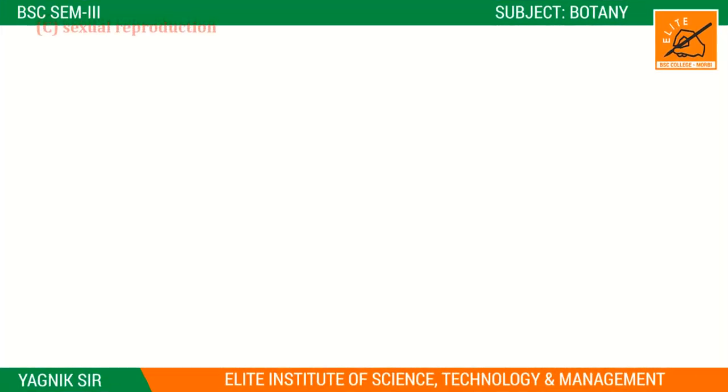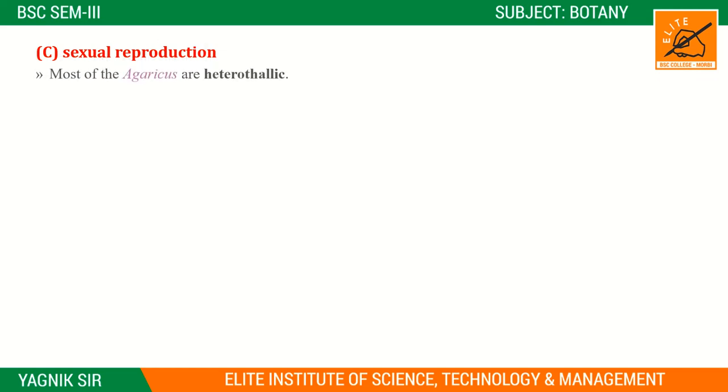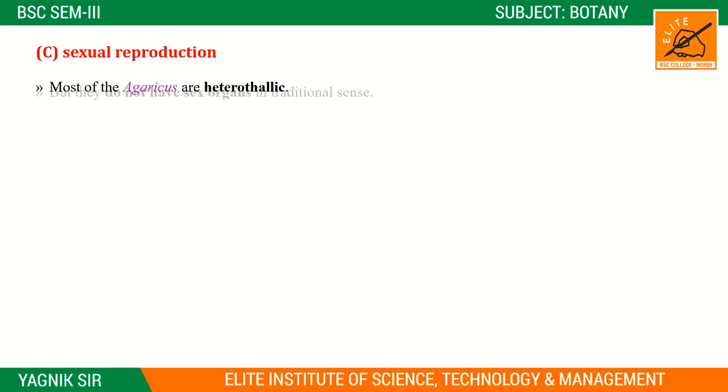Then the last method is sexual reproduction. Normally in fungi, male and female reproductive structures are not present, but here vegetative cells behave as sexual parts, right? So most of the Agaricus are heterothallic. That means two different strands, positive and negative, right?